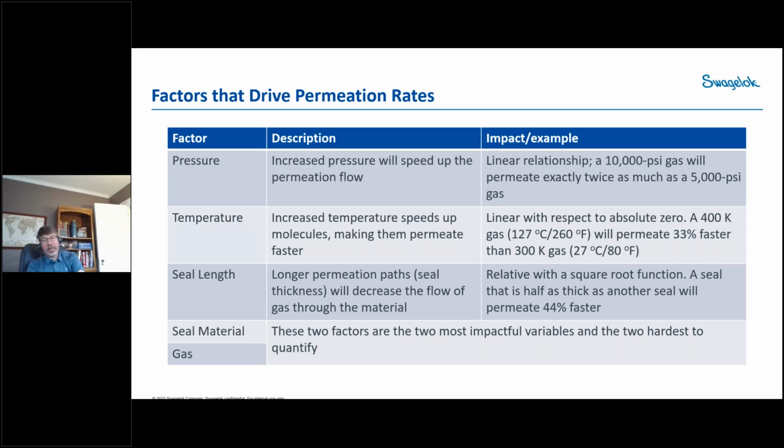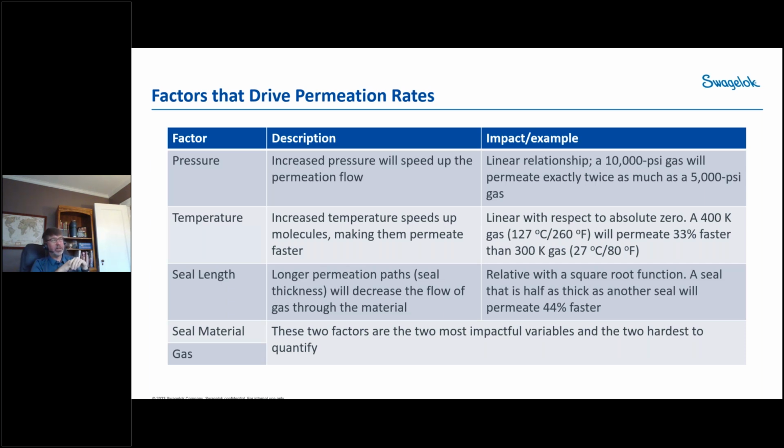Temperature is also completely linear, but it's linear with a relationship to absolute temperature. So a 400, I'm sorry, 400 Kelvin gas, which is 127 C or 260 Fahrenheit, is going to permeate only 33% faster than a 300 Kelvin gas, which is more like room temperature. As these gas molecules heat up, they become faster, they have more energy, and they'll permeate faster, but again it's relative to absolute zero. And then lastly, the seal length.